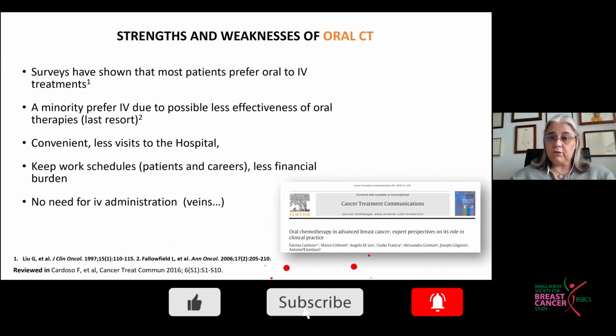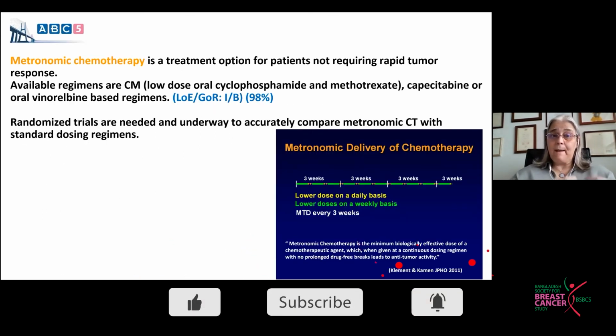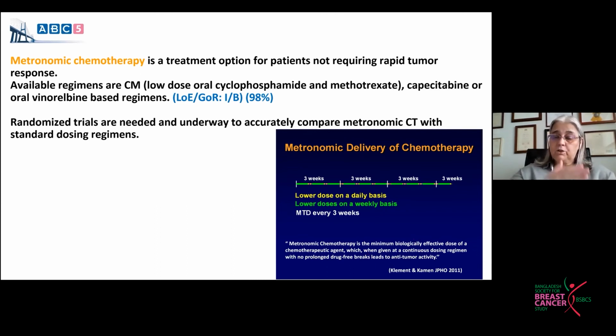A way of giving oral chemotherapy is using metronomic chemotherapy. So low doses on a daily schedule or a weekly basis. The most frequently used is cyclophosphamide and methotrexate, very inexpensive, very good efficacy in all subtypes, including triple negative. Capecitabine can also be used metronomically, as well as oral vinorelbine.